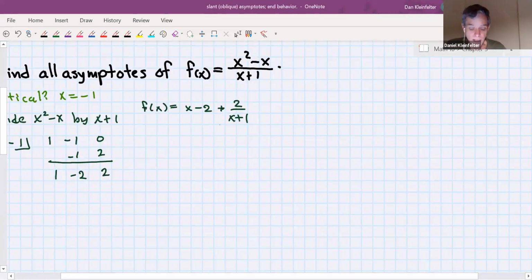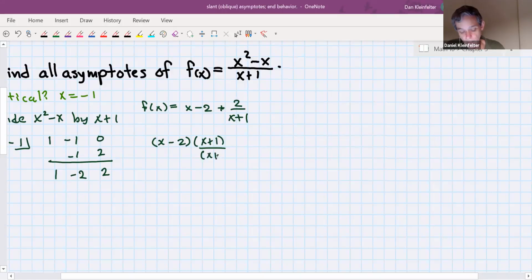If you like, you can go ahead and combine these terms. If you need help doing it, let me know. But if you recombine these terms, you're going to get our original f of x. So let me just point you the way, I guess. Remember that x minus 2, we could multiply the numerator and denominator by x plus 1, right?